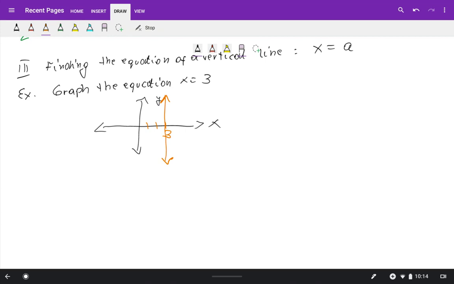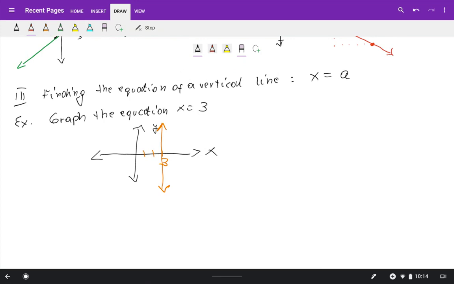So the equation of a vertical line is the line which has the form x equals a. And again, just remember that vertical lines have undefined slope, and that a here is the x-intercept. So in this case, x equals 3, 3 represents the x-intercept right here, and then you just draw the vertical line through that x-intercept. Okay.